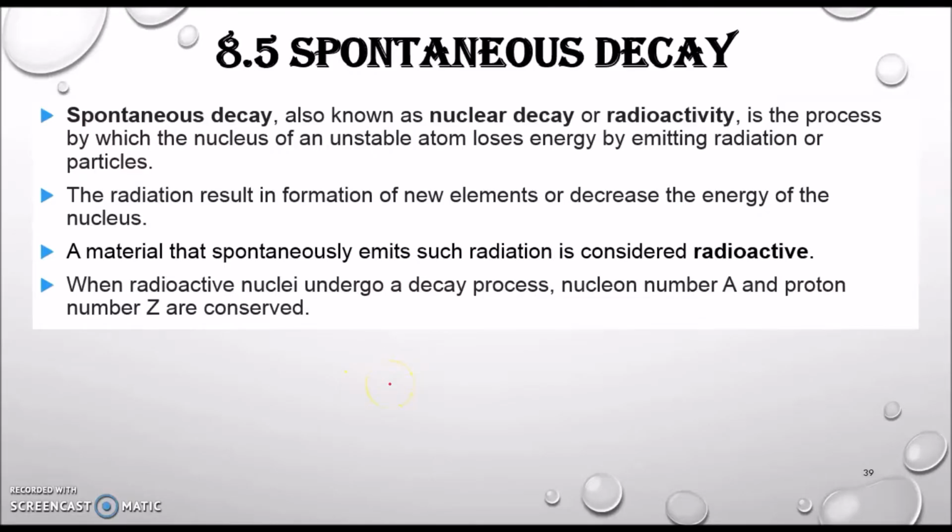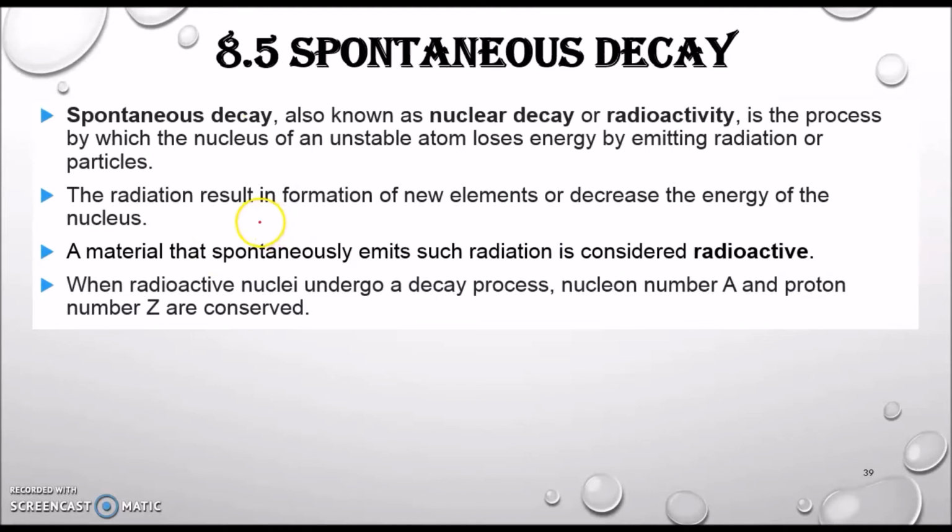8.5 Spontaneous decay. It is also known as nuclear decay or radioactivity, where the nucleus of an unstable atom will lose energy by emitting radiation or particle. If you can see on your periodic table, there are some elements that are radioactive. Okay, so they have their own half-life and they undergo decay process according to their half-life.